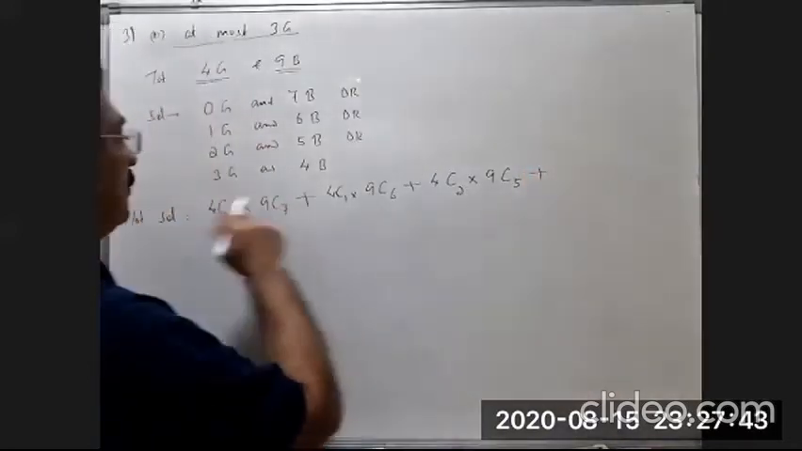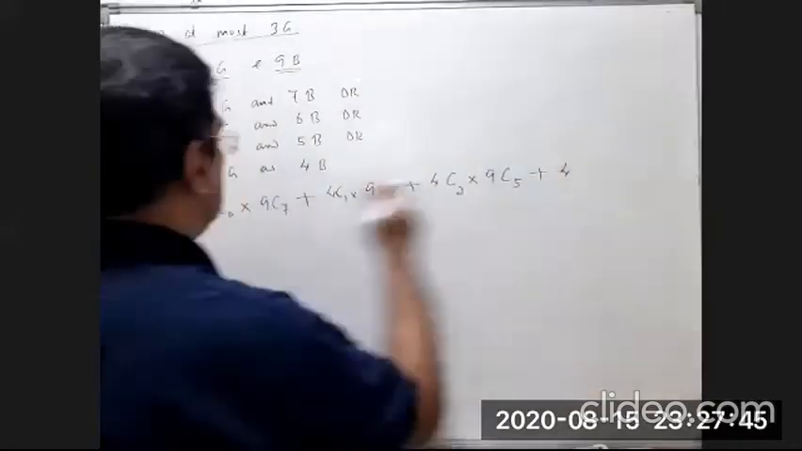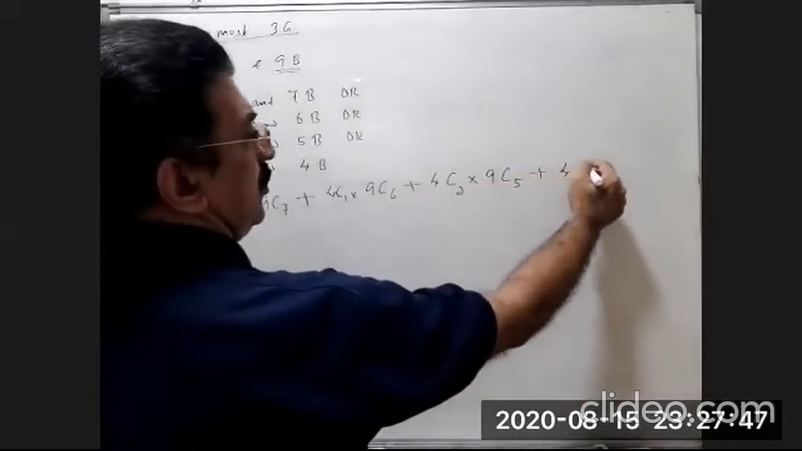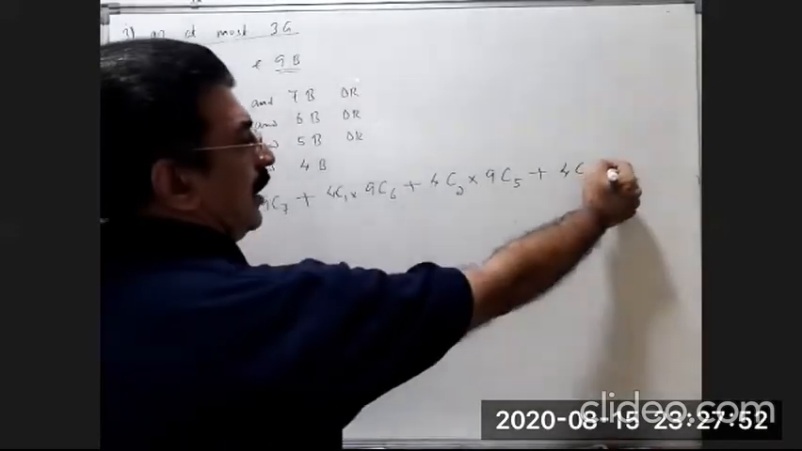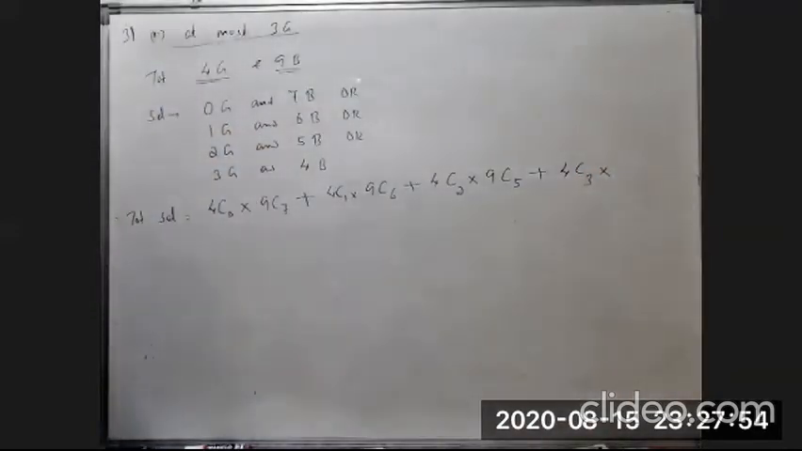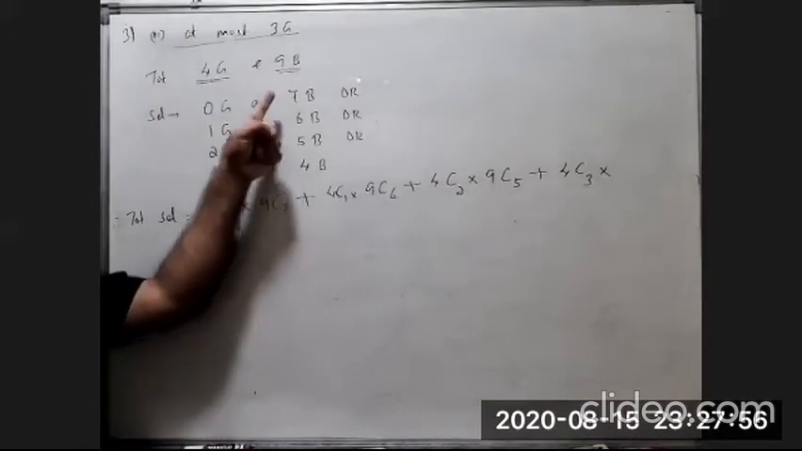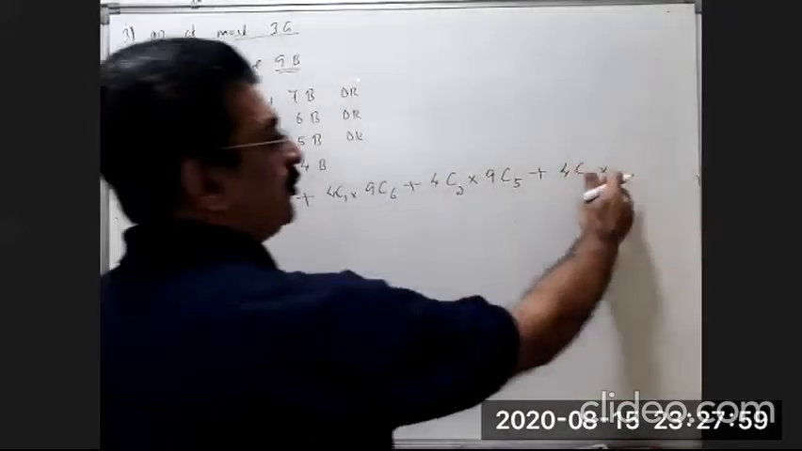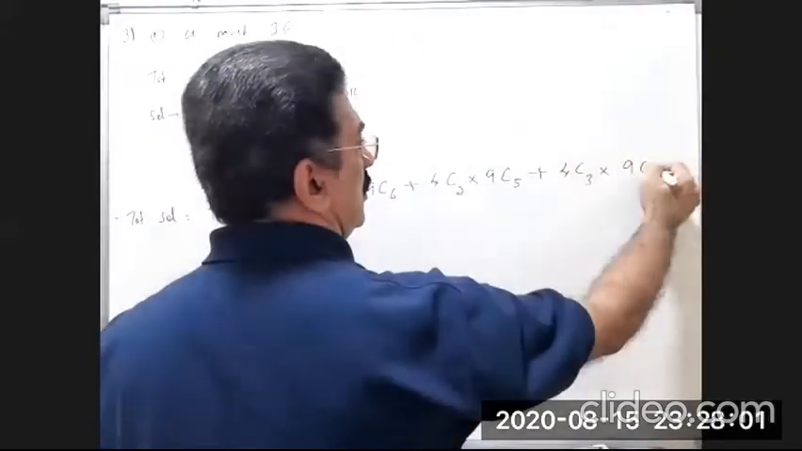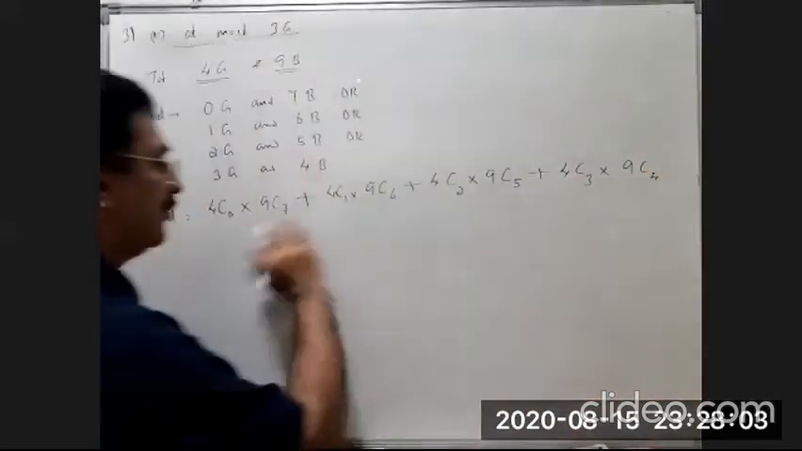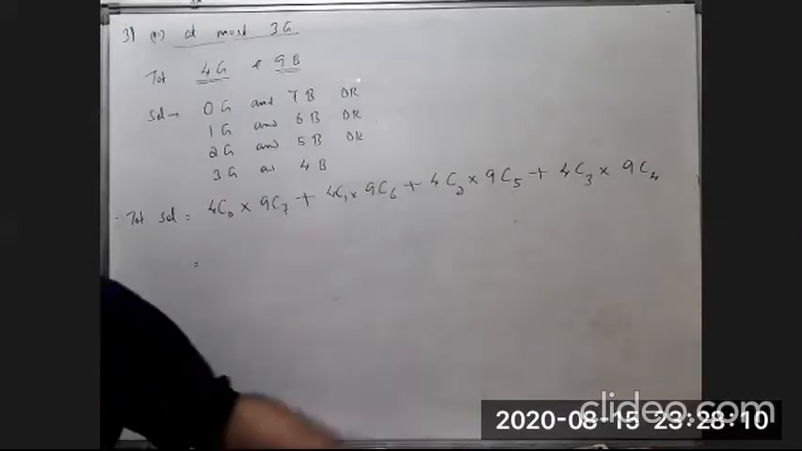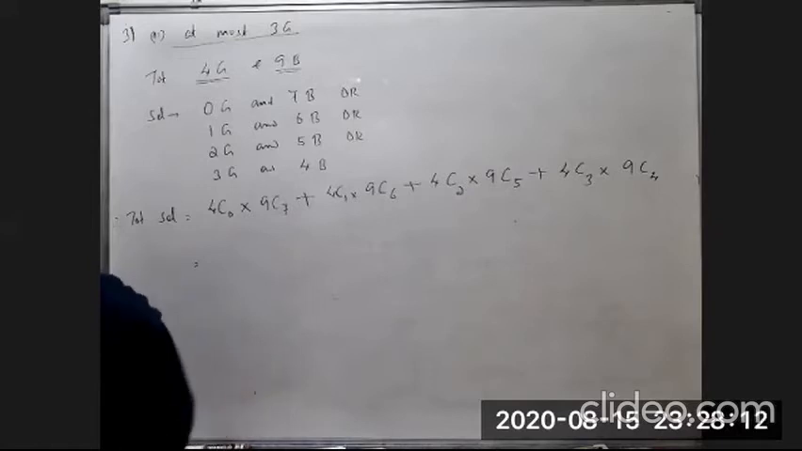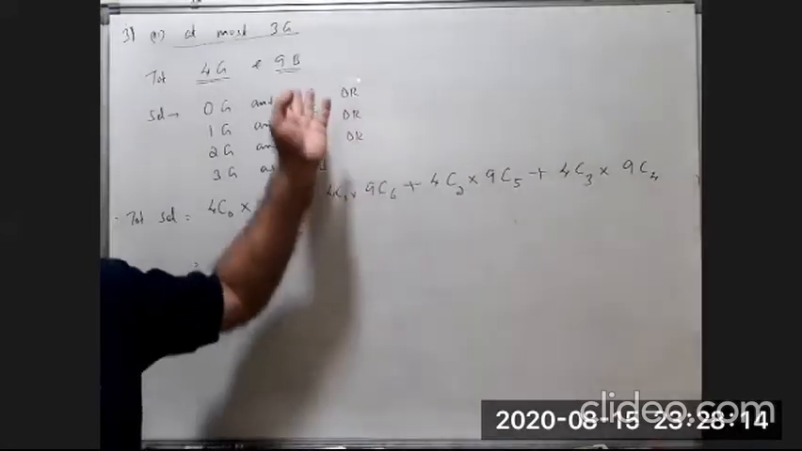Or from 4 girls, 3 girls can be selected in 4C3 ways, and from 9 boys, 4 boys can be selected in 9C4 ways. Simplify, do it as homework. So this is another good question. This can be asked for 4 marks because we have different bits for this one.